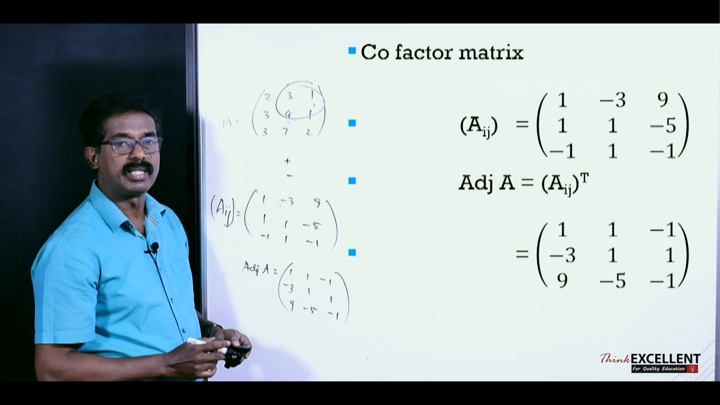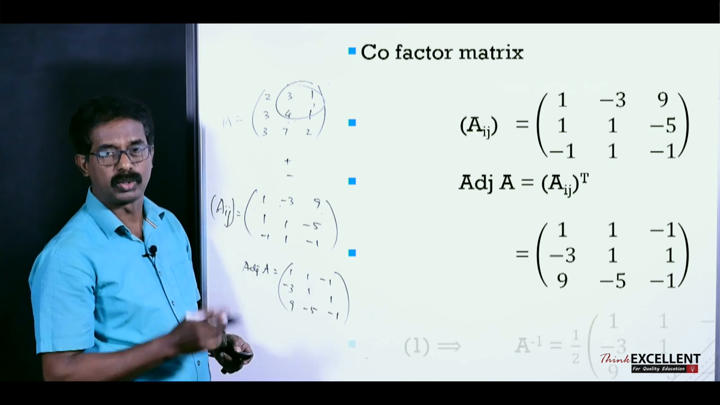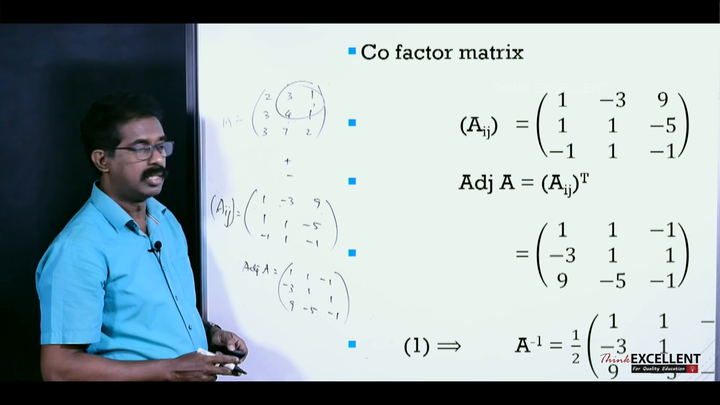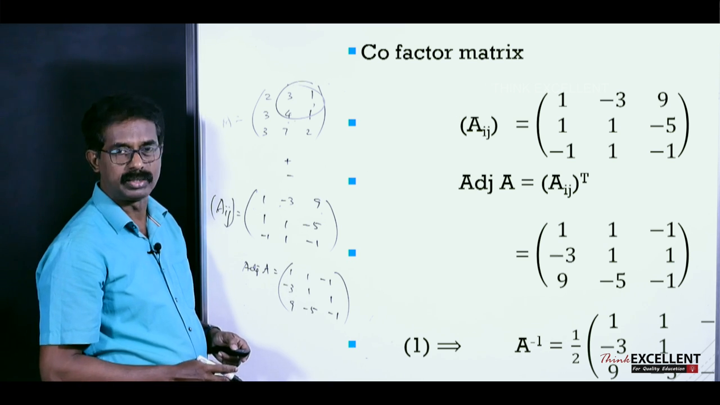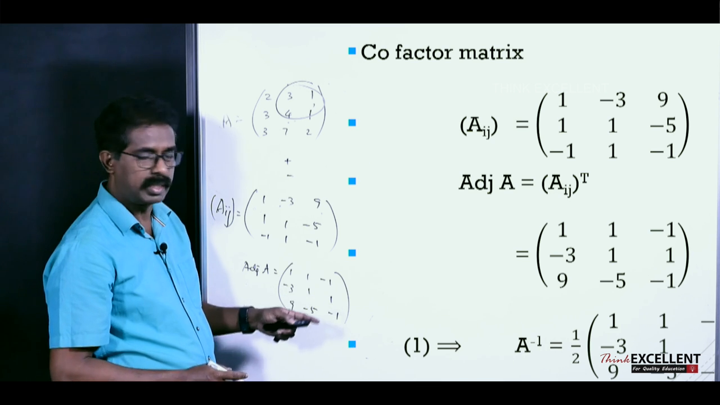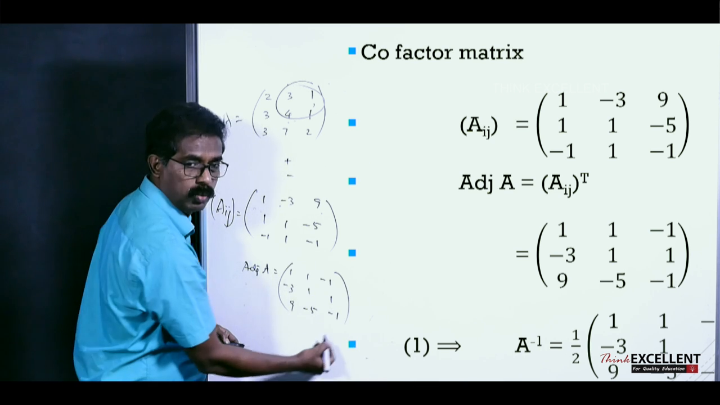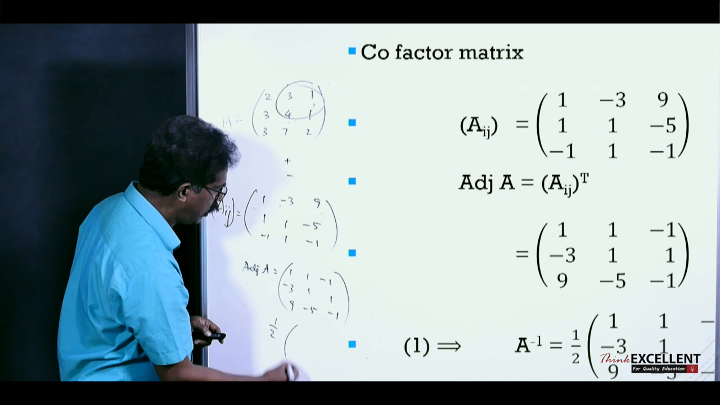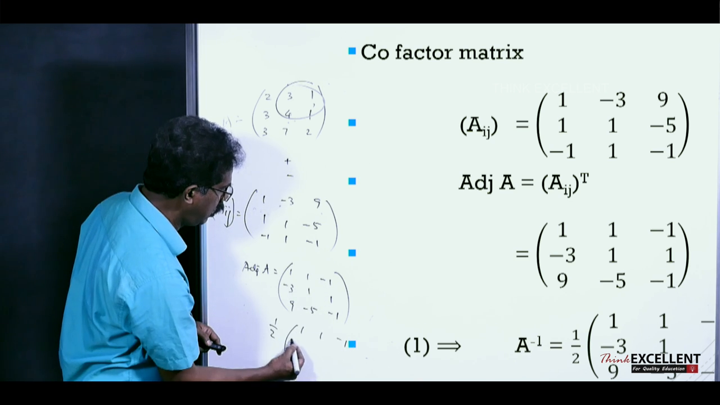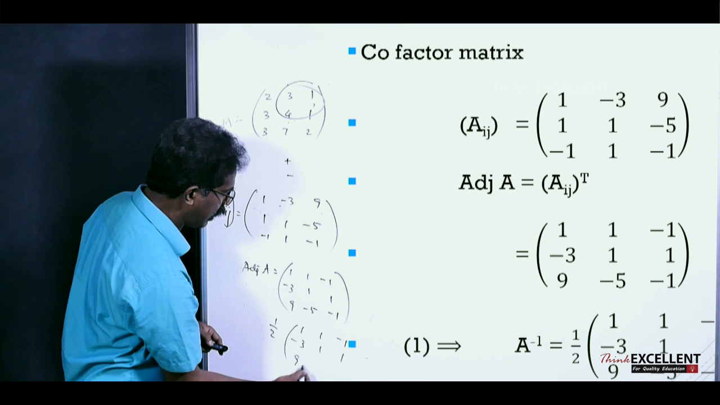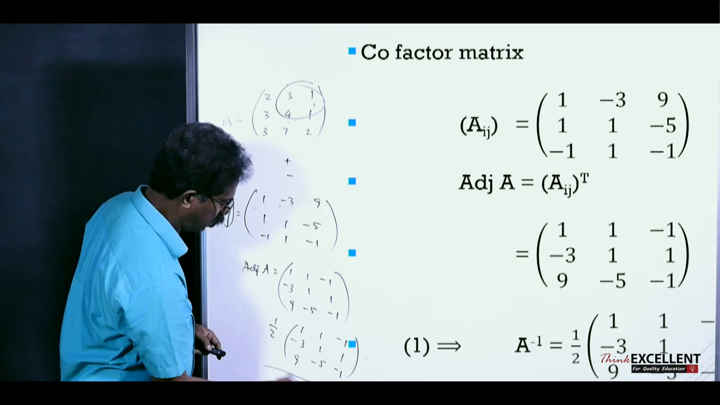But here they asked for an inverse, so just substitute in the formula that you wrote first, right? A inverse is equal to 1 by determinant A into adjoint A, okay? 1 by determinant A, that is 1 by 2 into adjoint A, what you wrote in the previous step. So 1, 1, minus 1, minus 3, 1, 1, 9, minus 5, minus 1, okay? You can note this down.